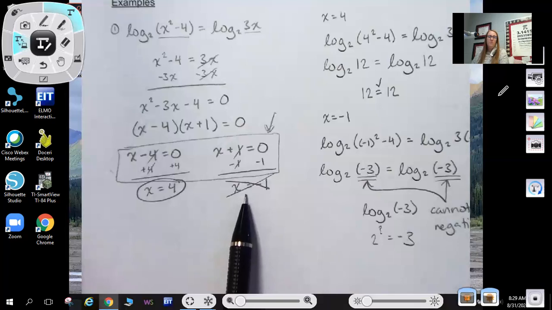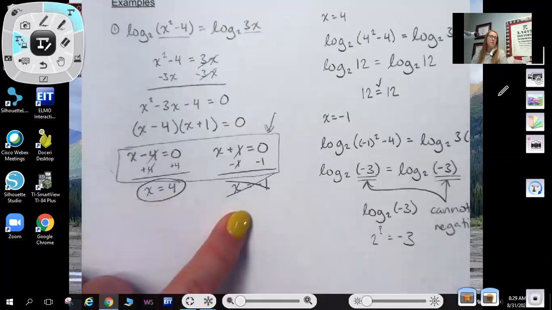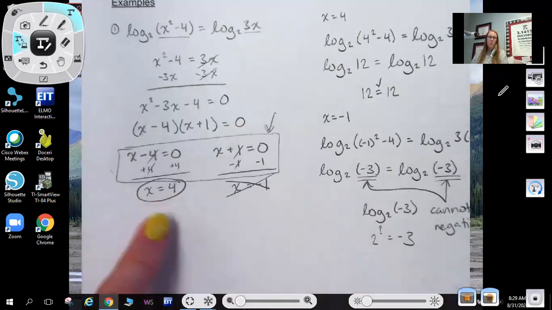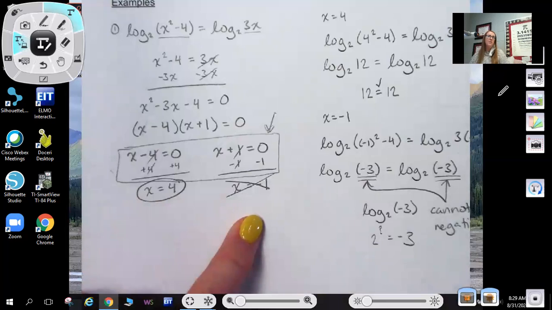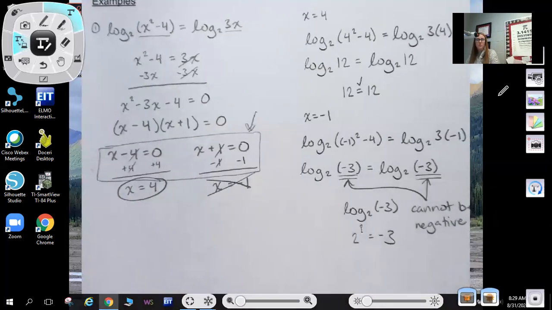It's also possible for these problems that neither one of the answers that you get will work. Or it could be that both of them will work. Or one could work and one doesn't. There's not always only one answer that works and one that doesn't. It could be that they both don't work, could be that they both do work. You just have to check every answer you get. Questions on this one?